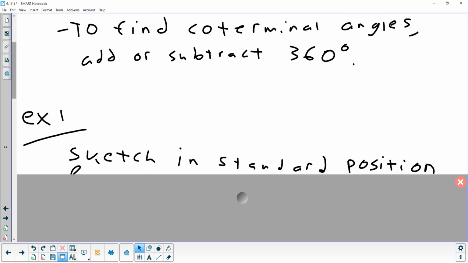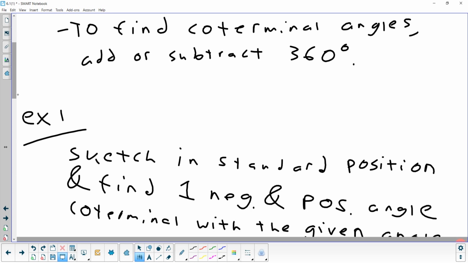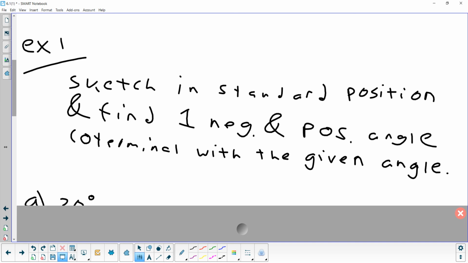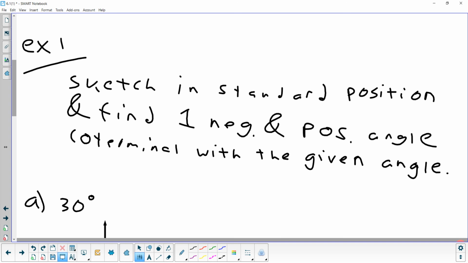All right, so let's try a couple problems where we sketch an angle and then find some angles that are coterminal with it. They may ask you to find an angle that's positive and coterminal, or they could ask you for one that's negative. So sketch the angle, find a positive and a negative coterminal angle with what is given. All right, 30 degrees. I'm not looking for you to really get a protractor out and make it perfect. I'm looking for you to estimate roughly what 30 degrees would look like.